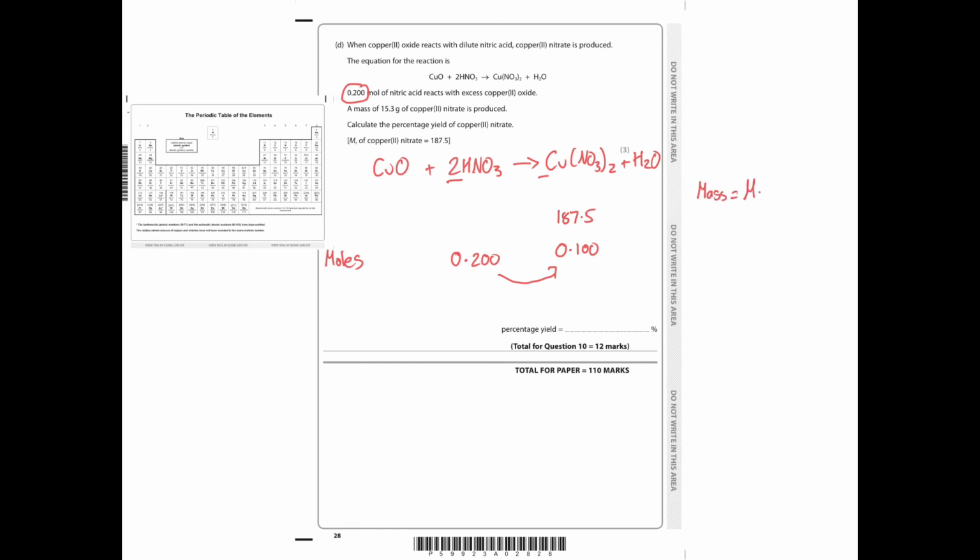If I multiply this by the MR, which I use the periodic table again to calculate, of 187.5, I get a mass of 18.75 grams. Remember, this is my maximum possible amount if I have 100% yield. However, I only managed to achieve 15.3 grams according to the question. By doing 15.3 divided by 18.75, multiplying it by 100 in order to get a percentage, my percentage yield comes out at 81.6%.